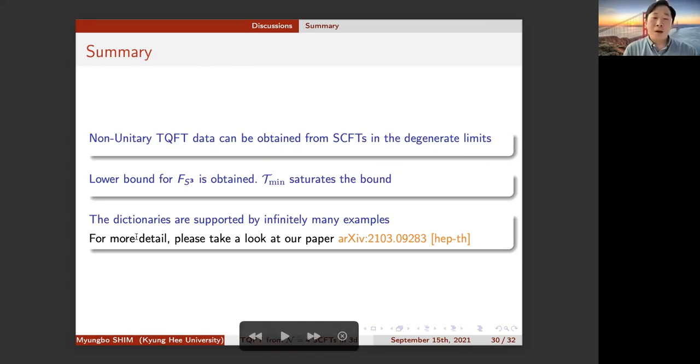And in the paper, we discussed spin TQFT or anyon condensation and regarding the gauging of TSU2 theory. So for more information, please take a look at our paper.